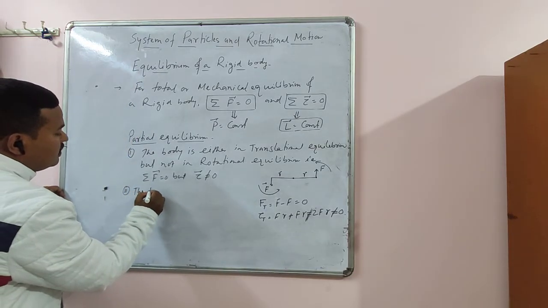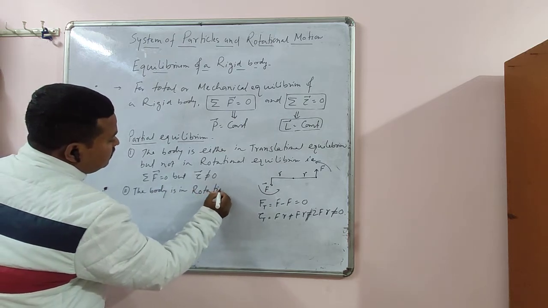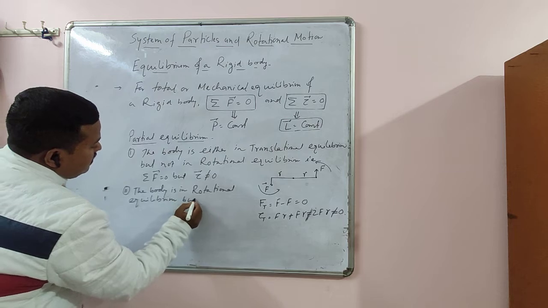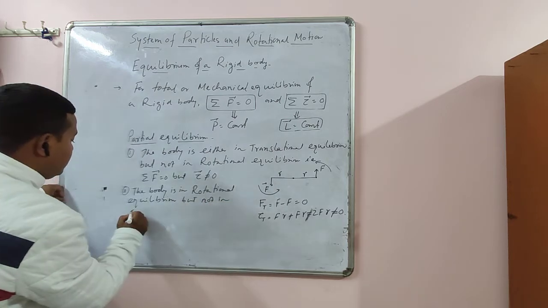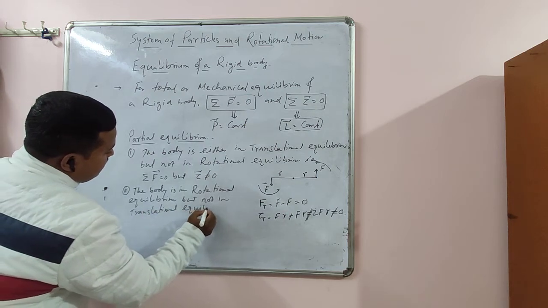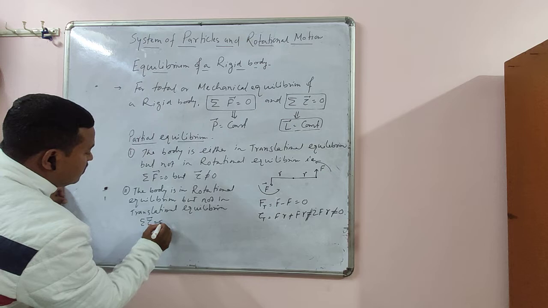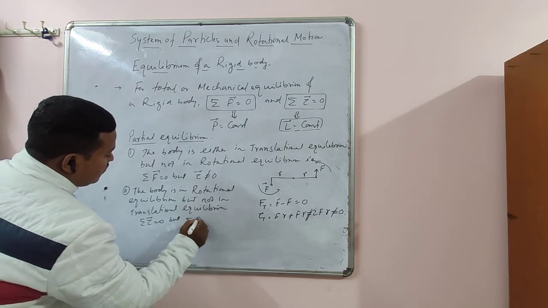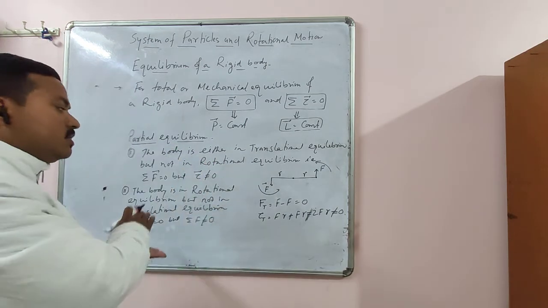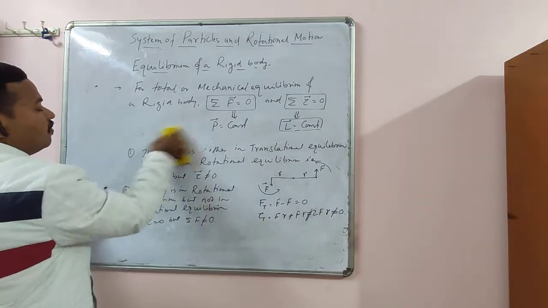Or you may take the case where the body is in rotational equilibrium but not in translational equilibrium. That is, here the total torque will be 0, but the total force is not 0. So this is called what? Partial equilibrium. It means the body is either in rotational equilibrium, not in translational, or in translational equilibrium, not in rotational equilibrium. Okay, so this is called partial equilibrium.